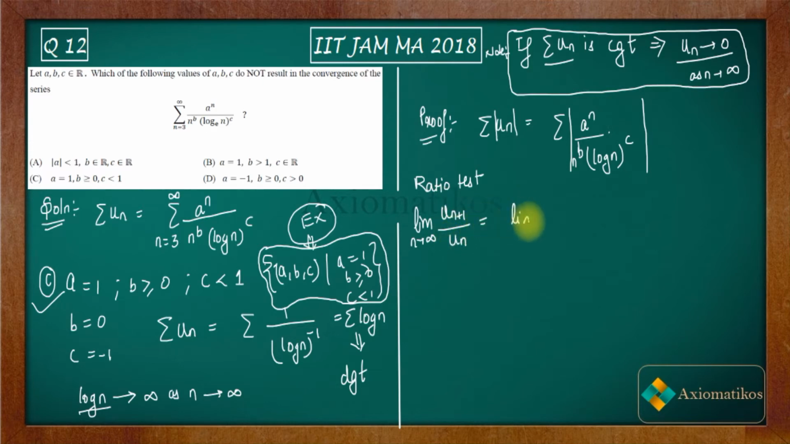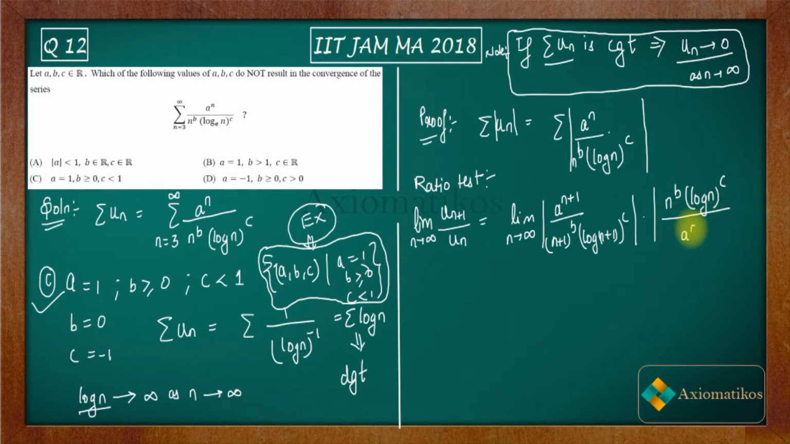Let us check this. I will tell you about the ratio test later; just find out this limit first. So what will you get then? You will get a to the power n plus 1 by n plus 1 to the power b, and I think you will get log of n plus 1 to the power c, times n to the power b, log n to the power c, by a to the power n.